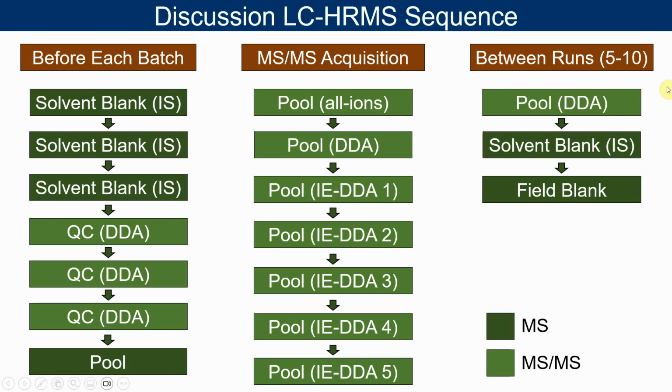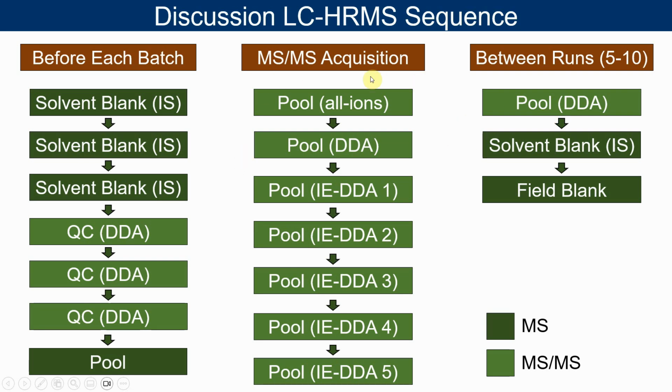Also, you want a field blank that you carry through. You store it at the same freezer at the same time. You transport it in the same way. The only thing is you just don't put sample in it. You acquire it randomly throughout your run. As you can see between runs 5 through 10, for example, you can run always a field blank. In the case of lipidomics or something you might want to pool with MSMS. In the case with environmental samples where they're all different, you might want to take the highest abundant ones and do MSMS on those.